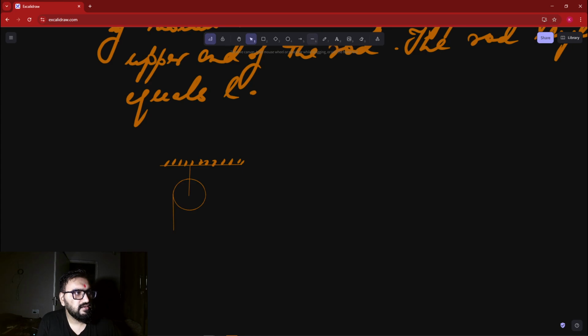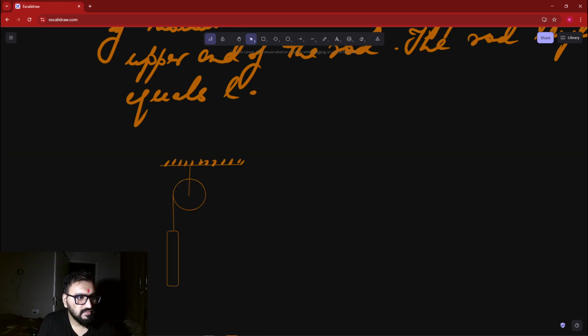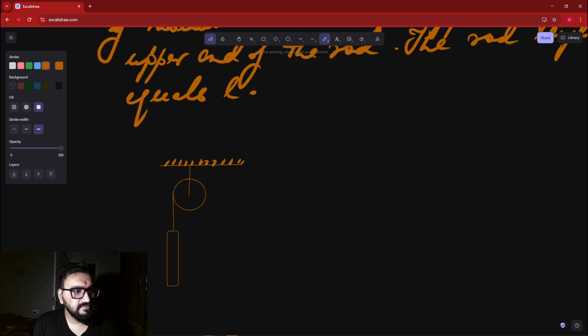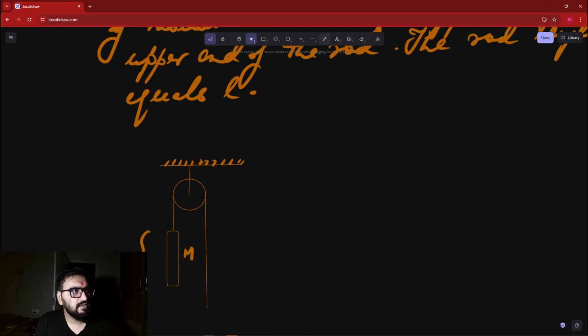This rod is connected to my pulley via this string. Its length is L, and its mass has been given to me as capital M. And on the second part of the string I have a ball.